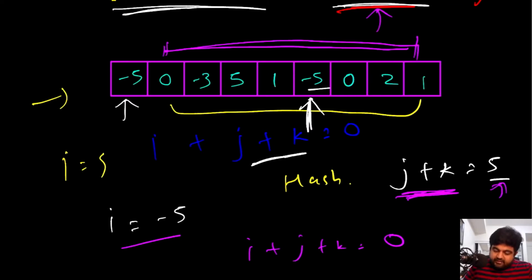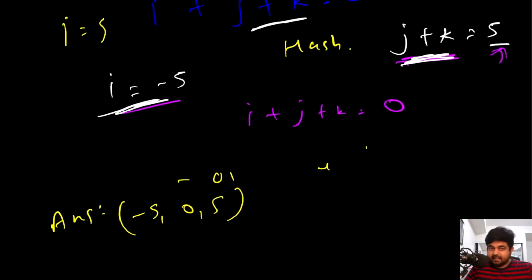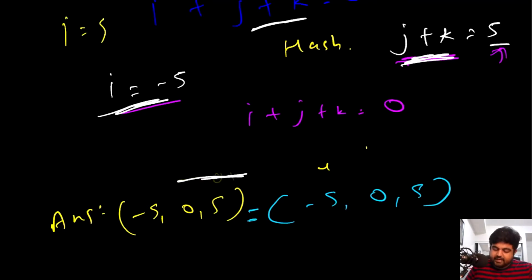So when we try to repeat the same logic for this -5, we will also have i equal to -5, and we will try to find j plus k equal to +5. Then again we would have another answer that also looks like -5, 0 and 5. And remember, this is going to be the duplicate value that we are trying to avoid.